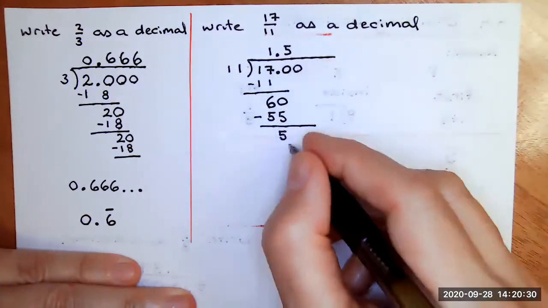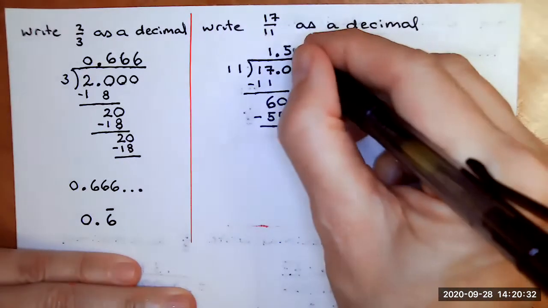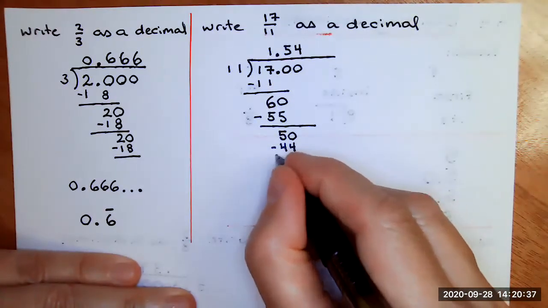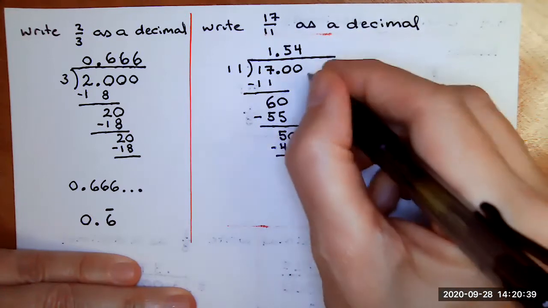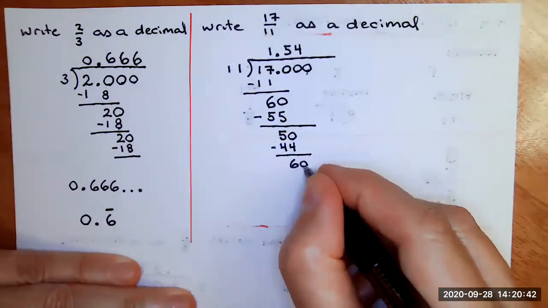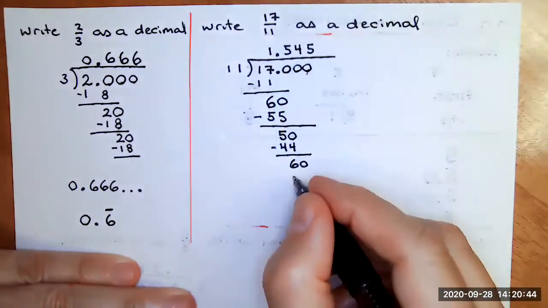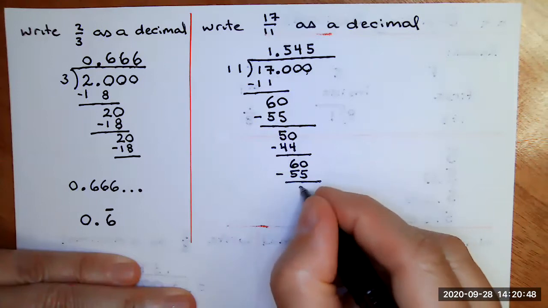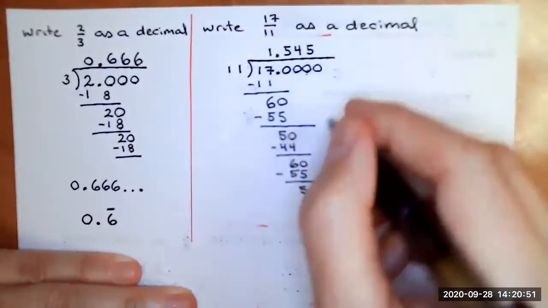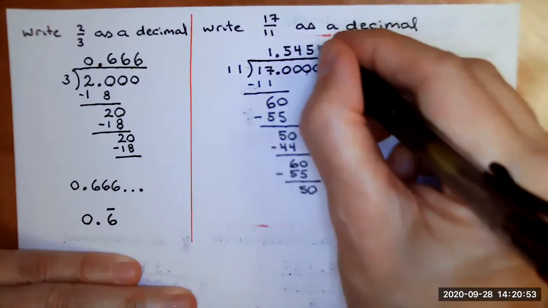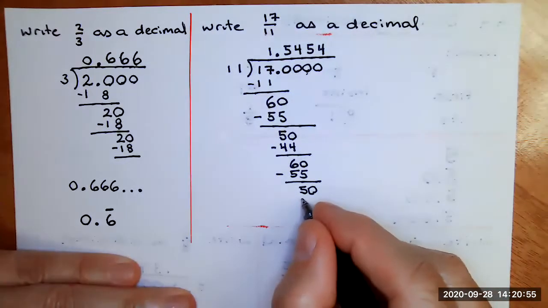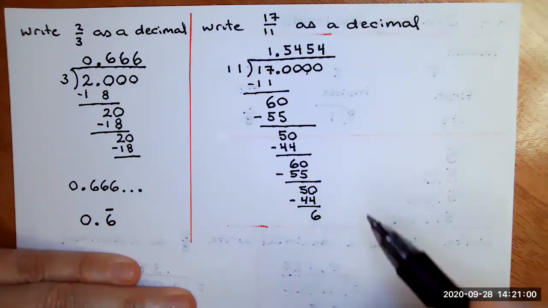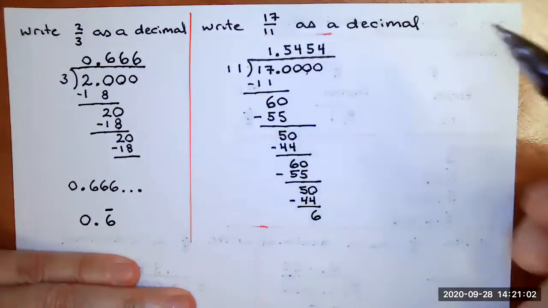We can add another 0. That goes in 4 times. And we subtract and we get a 6. And you can add another 0. And that goes in 5 times. Subtract, you get a 5. Add another 0. And that goes in 4 times. All right, and now you start to see the pattern.